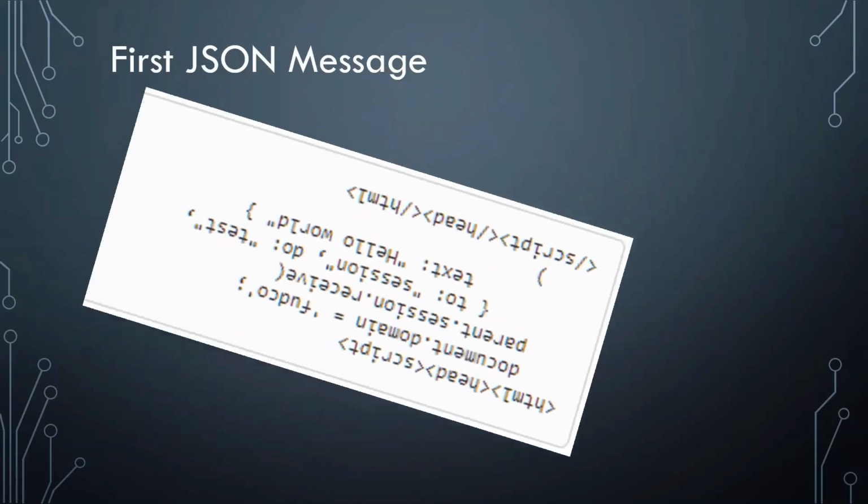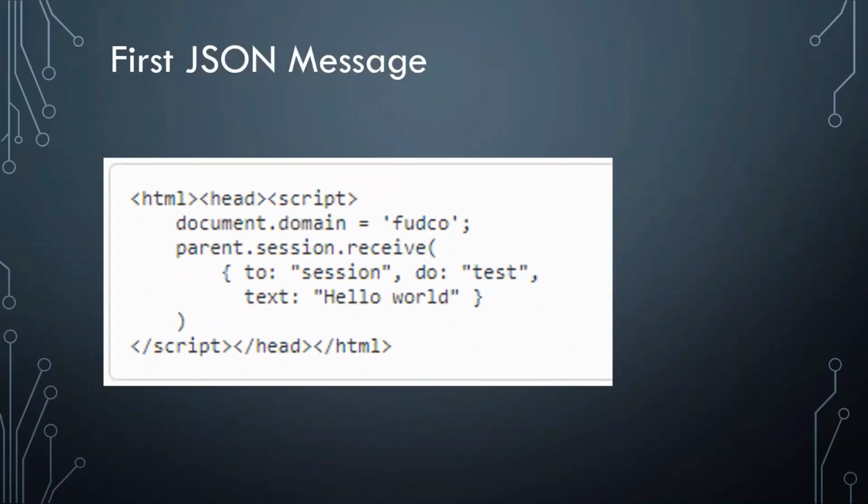Only a small part of the message resembles JSON as we know it today. The message itself is actually an HTML document containing some JavaScript. The part that resembles JSON is just a JavaScript object literal being passed to a function called receive.